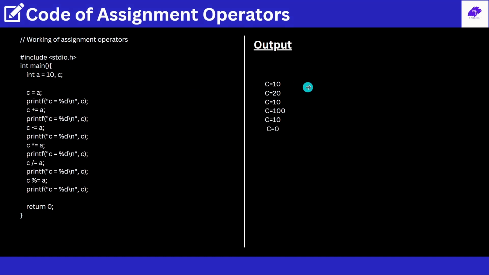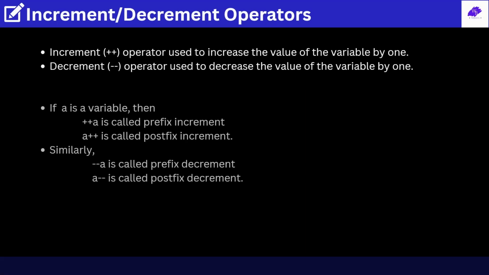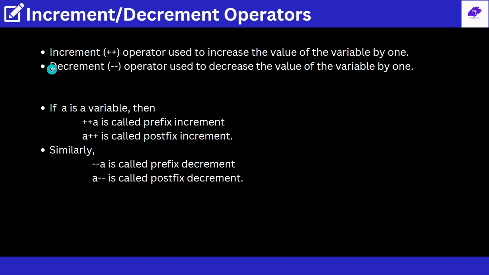Let's move on to the next topic, that is increment and decrement operators. The increment operator is used to increase the value of a variable by 1, and the decrement operator is used to decrease the value of a variable by 1. As you have seen in a for loop, there is a last statement, that is i plus plus or i minus minus. So those are the increment and decrement operators.